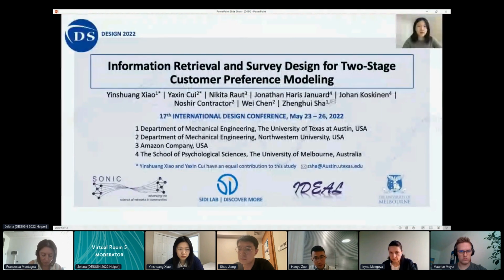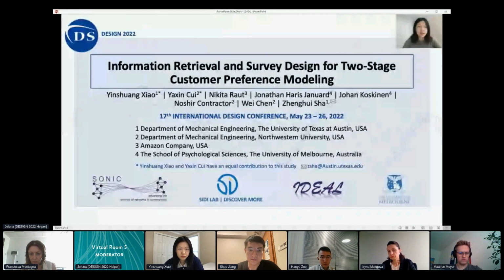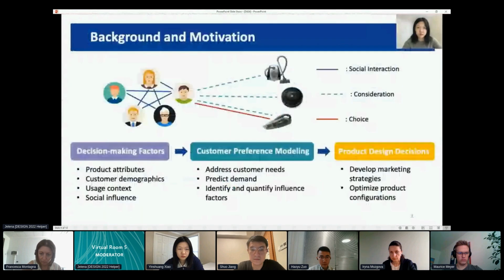Hi everyone, my name is Yinshuang, a third-year PhD student from the University of Texas at Austin. Today my presentation topic is Information Retrieval and Survey Design for Two-Stage Customer Preference Modeling. Before the presentation, I would like to thank each author for their contribution.